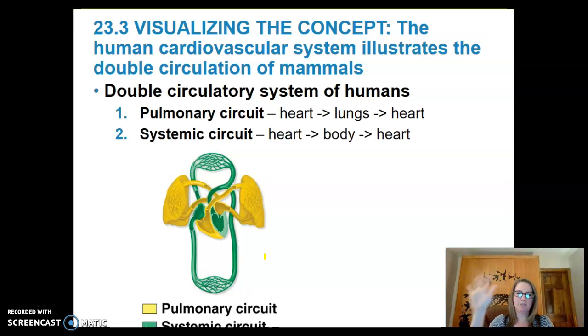So that pumping out of the blood from the heart, then it goes to the body and back to the heart, is called the systemic circuit. System meaning the rest of the body. Okay, so there's a circuit to the lungs, a circuit to the body.